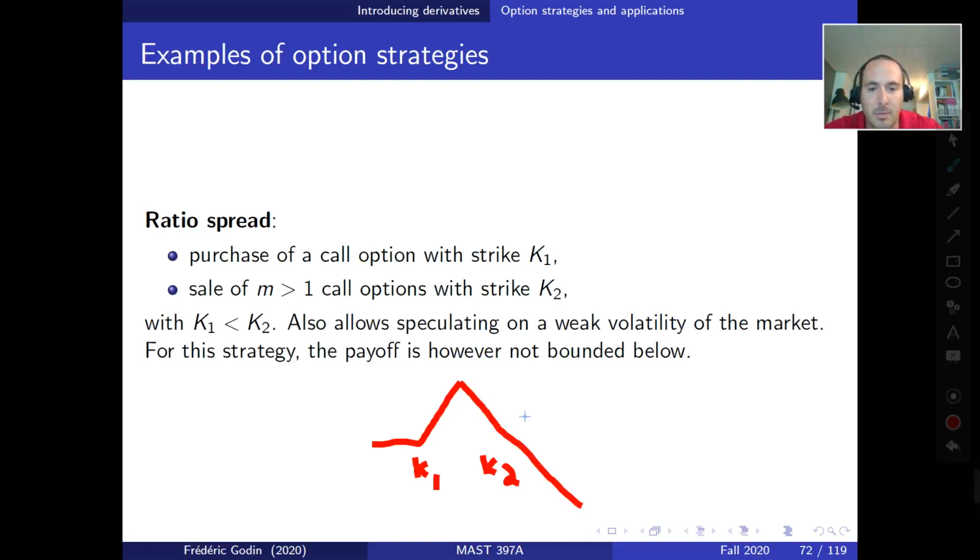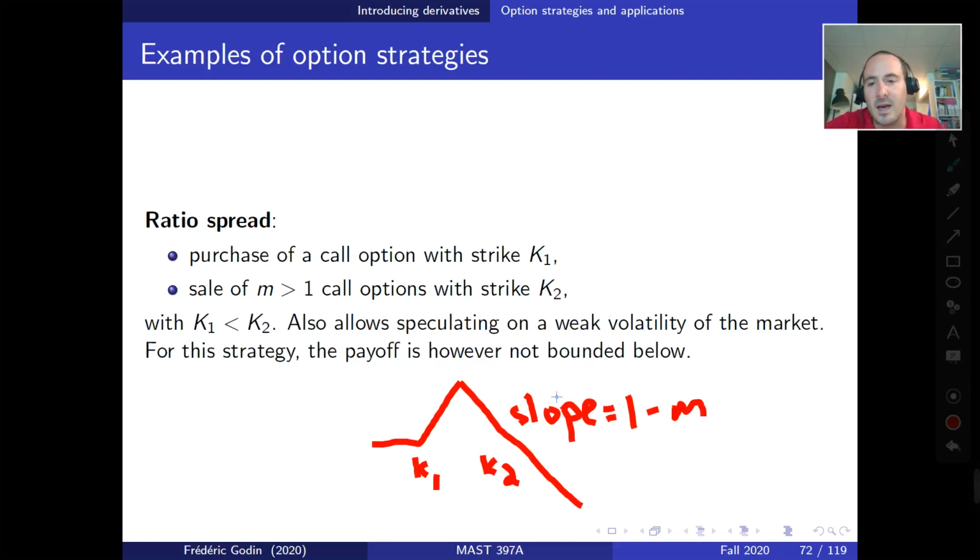or sorry, 1 minus m, in fact. The 1 comes from the slope associated with the first option, and the m comes from the fact that you've sold m options.